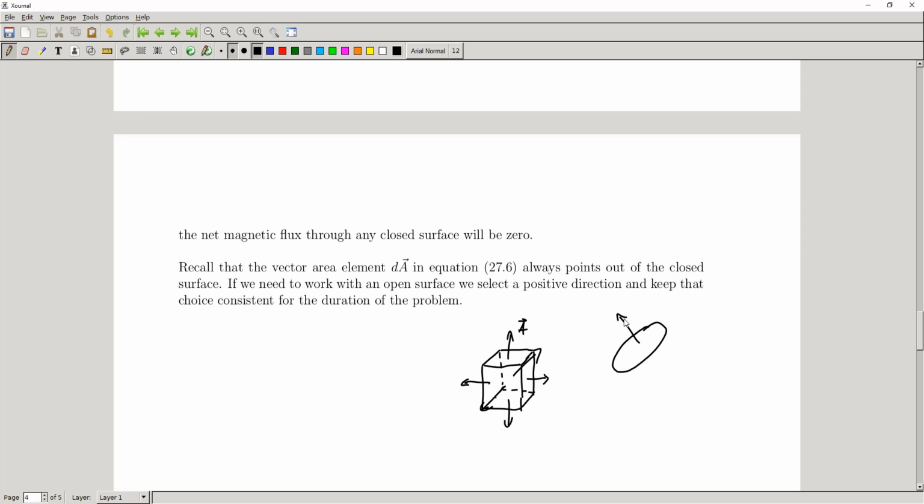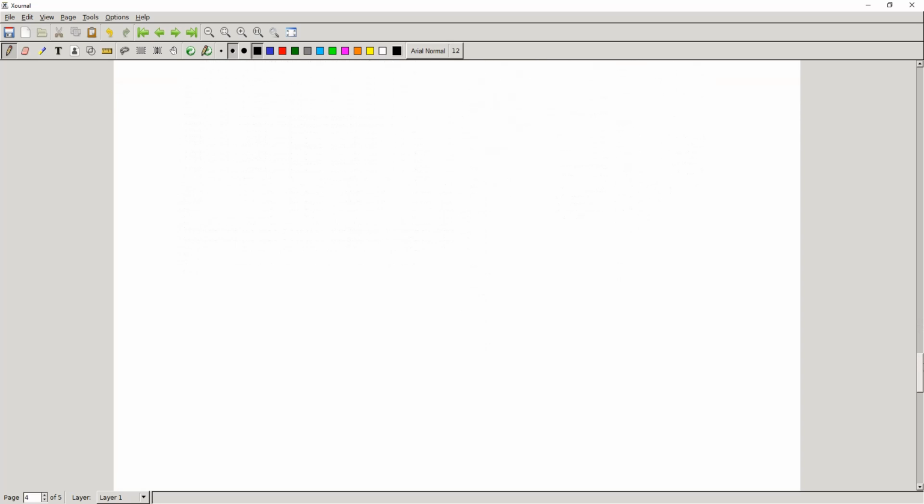as we're doing the problem. So if you start off doing a problem and you need to calculate the flux through a surface, and you select a direction for the area vector, stay consistent and make that the direction for the whole problem. Everything's going to work out in the end because you've been consistent with that choice. Okay, so always make sure you keep the same direction for your area vector.